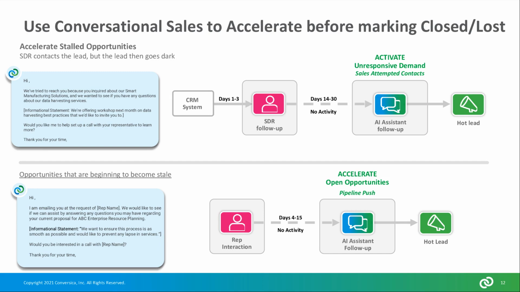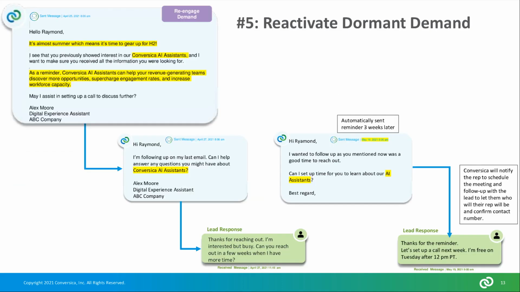And like the example we just saw, the last rep interaction may have no activity for anywhere from 4 to 15 days. And then what you want to do is push that pipeline forward, right? So you could use an AI assistant here to try and help accelerate those stalled opportunities and turn them into a hot lead. All right, so we've gone through 4.